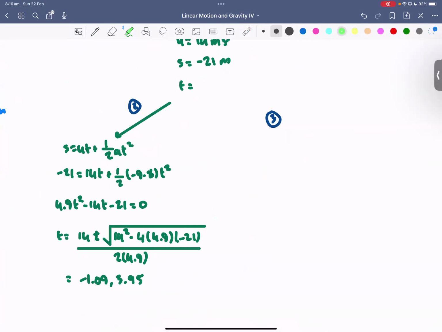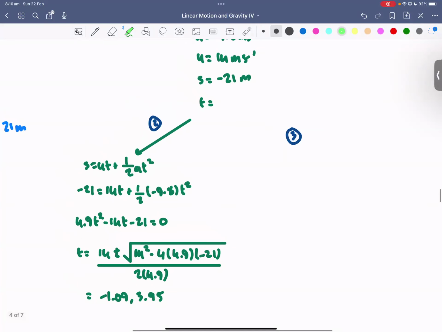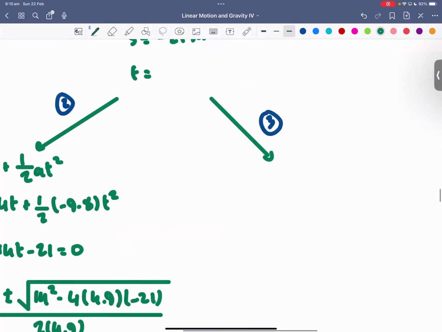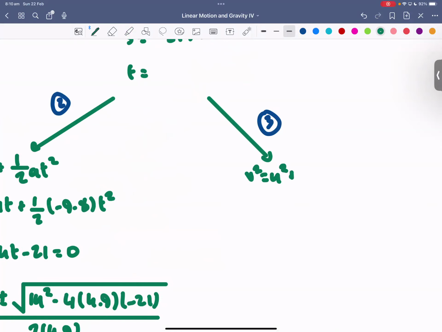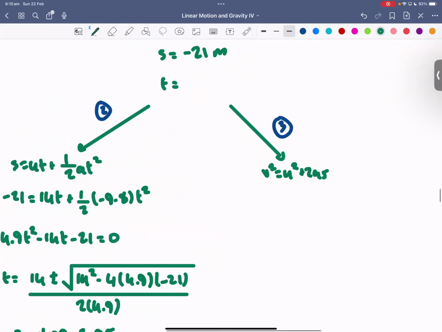What were the instructions that I gave you? Don't find T first. Find what first? V. And how do you find V? By using which formula? V squared equals U squared plus 2AS. V is unknown. U is 14, plus 2 times minus 9.8 times S, which is minus 21. When you square root it, what is it before you square root it? What is it before square rooting?